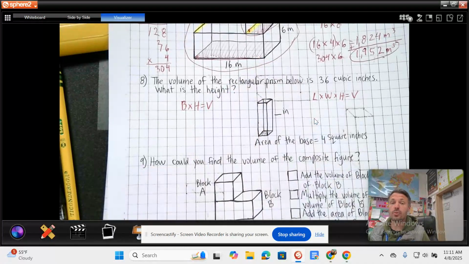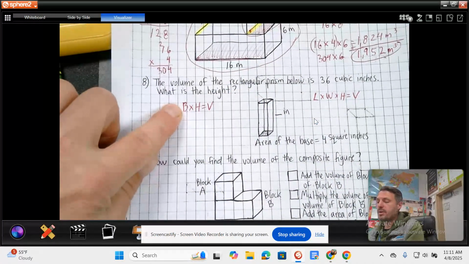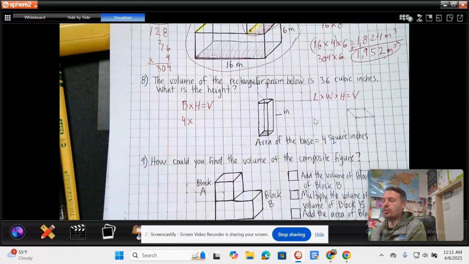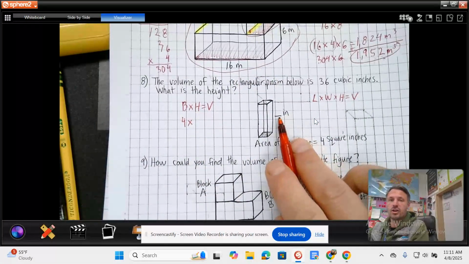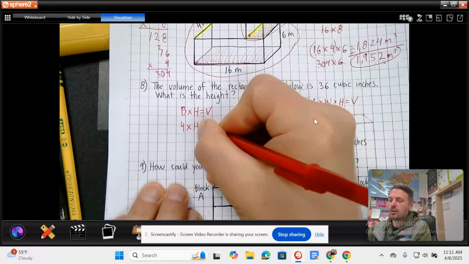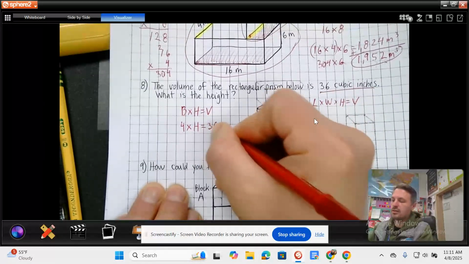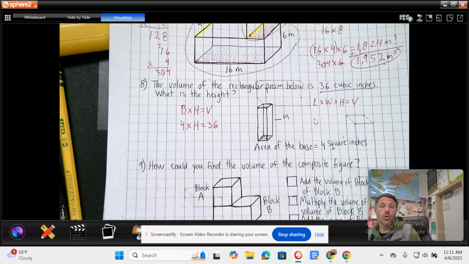Now let's fill in the numbers that we know. We know what the base is. It says it's 4. 4 times. We don't know what the height is. That's what we're trying to find. So we're going to keep h there. And it tells us what the volume is right here, 36. So now we just have 4 times h equals 36.